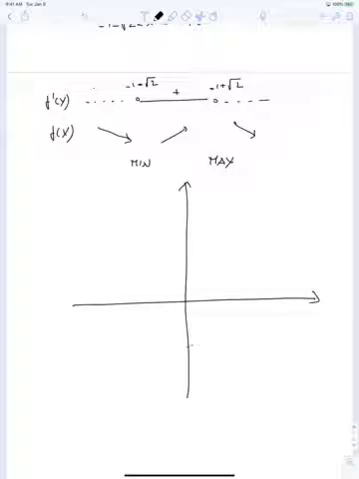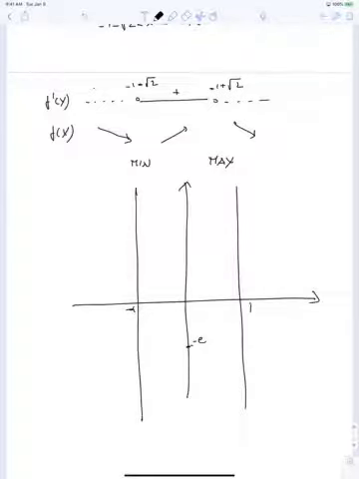Okay, so we said we had an intersection at minus e. We had an asymptotic value at minus 1. We had another asymptotic value at 1. So the minimum is at minus 1 minus square root of 2, which is approximately here. And the maximum is at minus 1 plus the square root of 2, which is approximately here.